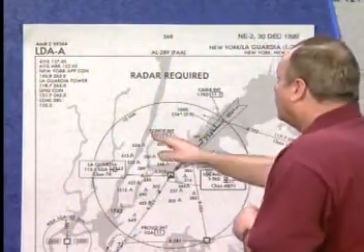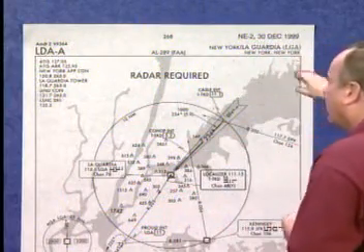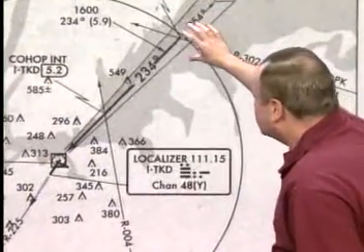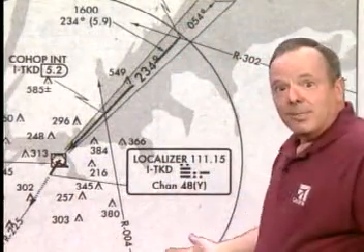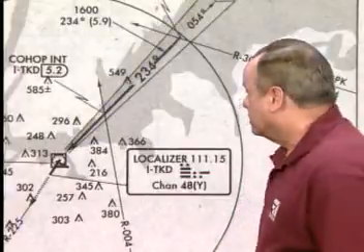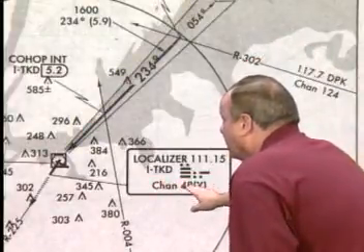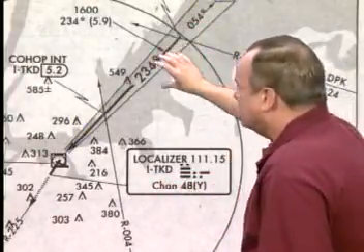Let's take a look at one of these, and to do that, let's go to the LDA Alpha approach for New York's LaGuardia Airport, and it uses the same normal width and accuracy. All LDAs are like that. It even uses the same identifier as a regular approach. It uses an I with the three-letter identifier, and it even uses the same symbol on the chart.